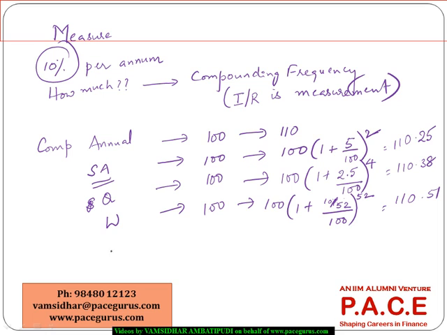In general, if your compounding frequency is m times a year, what we simply say is if you have deposited 100 now, it becomes 100 times (1 + r/m) to the power mn at the end of n years, where r is already in percentage.